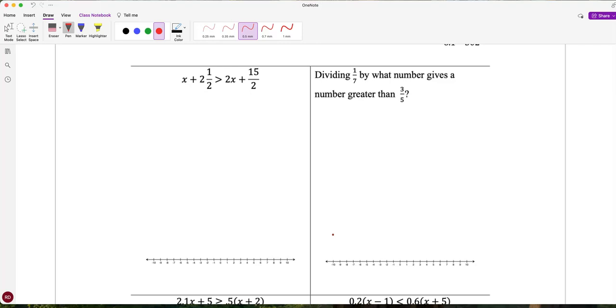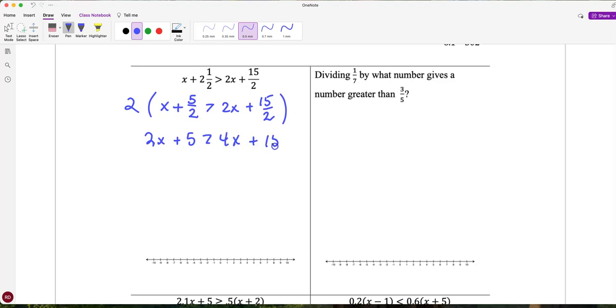This one has mixed numbers and improper fractions. Let's go to improper fractions. x plus 5 halves is greater than 2x plus 15 halves. Now I could get rid of all the fractions just by multiplying everything by 2, just like I could with an equation. So I would get 2x plus 5 is greater than 4x plus 15.